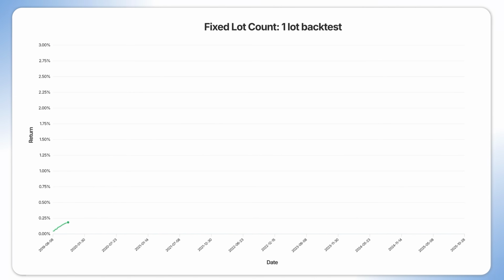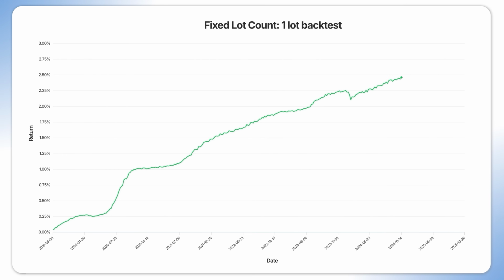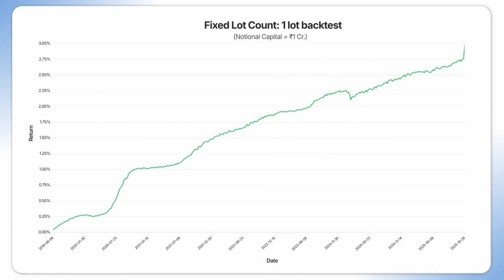So let's look at how the backtest results are. What you see on the screen is the equity curve of a one lot backtest. We are assuming a notional capital of 1 crore. You see a 3% gain over a 7 year window, which is very small. Ignore the gain. That's not the point of this video. You see a smooth looking upward trending equity curve, right? So let's keep it on one side.